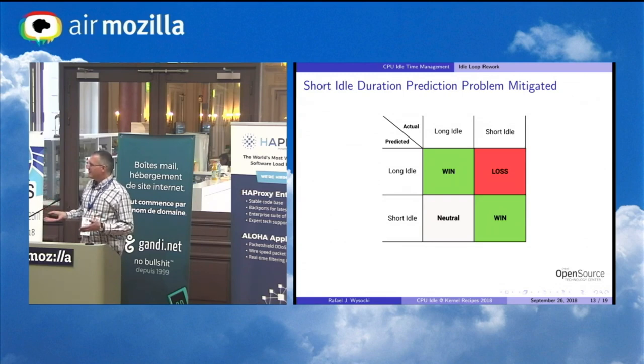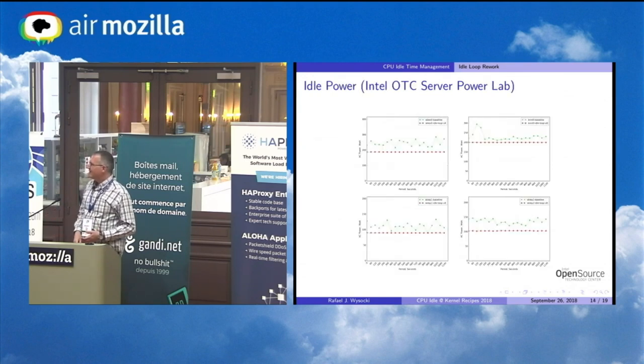In theory, it looks like it could improve something, right? But in practice, the green line is before the change, and this is idle time. The graphs are for different servers based on Intel processors in the Intel OTC server power lab. All of them were entirely idle when these measurements were made, so they didn't run anything except for the usual accounting and instrumentation. The green line is before the change and the red line is after.